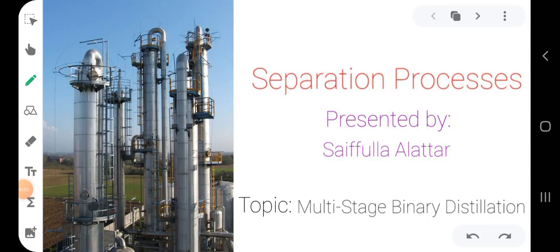Okay, welcome everyone. This is separation process course. Today I'm going to continue the Ponchon-Savit method. So this is the second part of Ponchon-Savit method. We are still talking about multi-stage. We have many stages, and binary system. We have two components, and distillation, which is a method of separation based on the difference in boiling point.